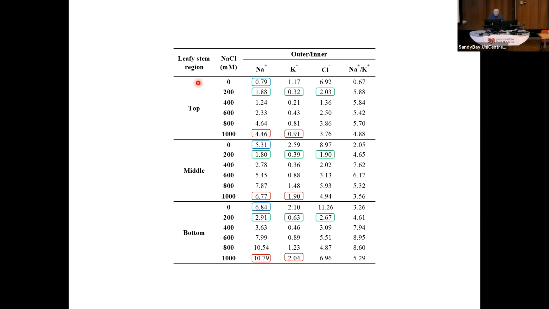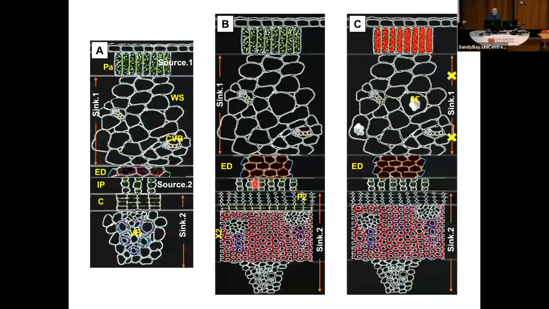We have the outer to inner ratio. We think the outer to inner ratio of individual elements affects the senescence process. That's why we provided a model depicting the strategy developed by this plant. The model relies upon two sources of energy and two sinks. Here, source one fuels sink one for an efficient salt sequestration in these cells.